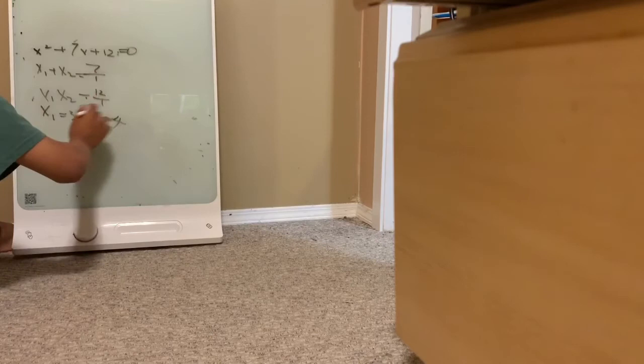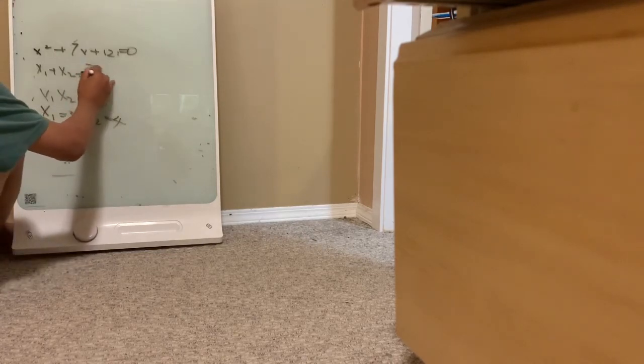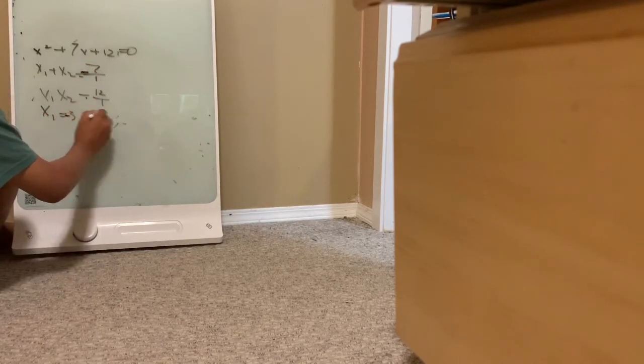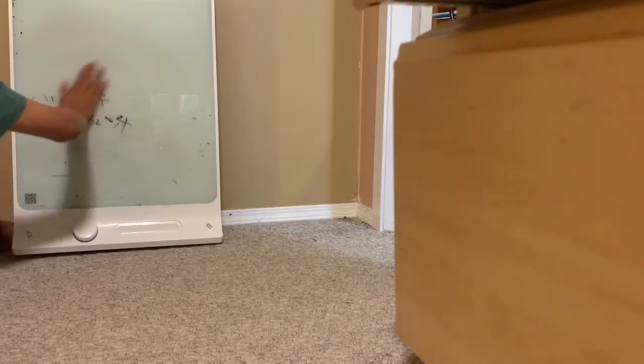Sorry, it should be negative. Both should be negative, since it is negative b divided by a. So it should be like negative 3 and negative 4. So here is a completion of Vieta's formula.